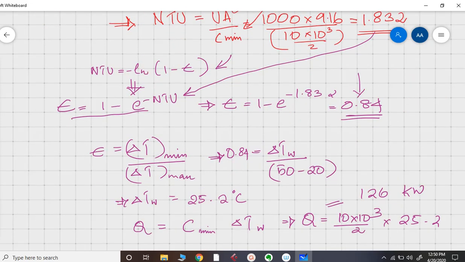Again, from the definition of effectiveness, effectiveness equals the delta T of the minimum fluid divided by the maximum delta T in the heat exchanger.